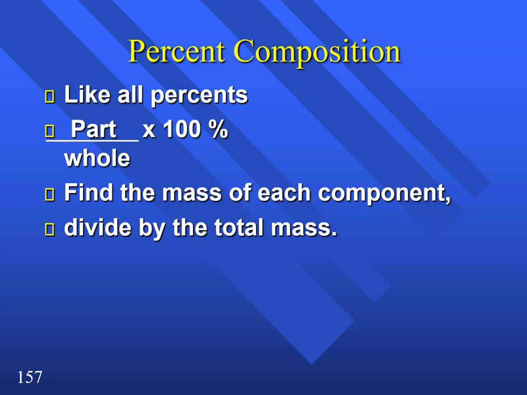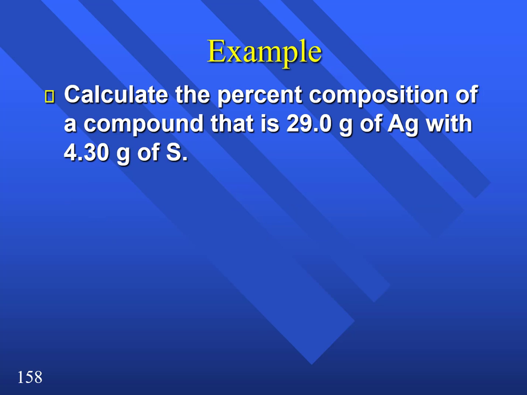I mean, when you calculate percent on your grades, you say the part I got correct out of what I could have got totally tells me how many percent I got. If it were out of 100, that's how much I'd get. So, find the percent composition if you had a compound and you tore it apart and it was 29 grams of silver and 4.30 grams of sulfur. What would the percent composition of that substance be?